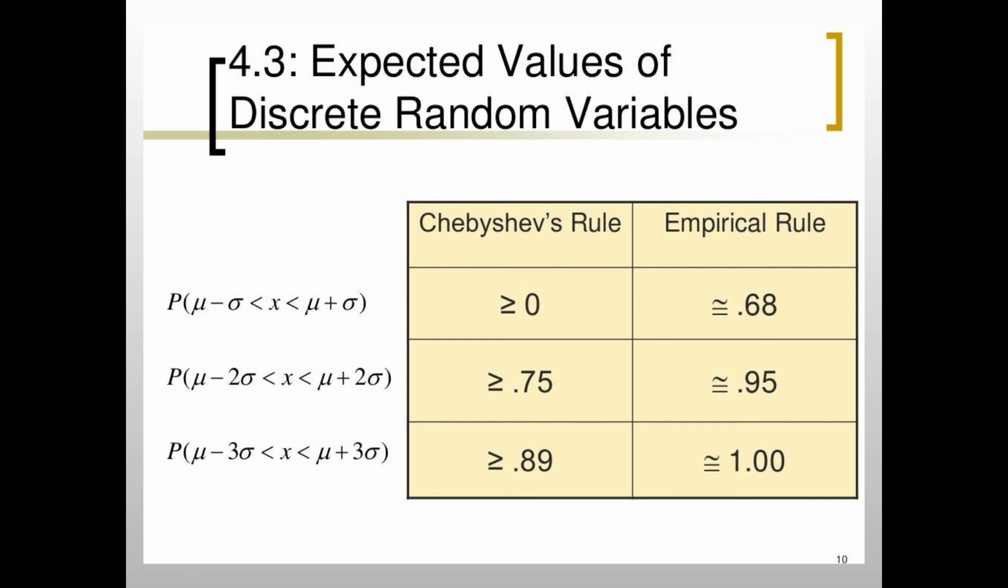The expected values of discrete random variables. P of mu minus sigma less than or equal to x less than or equal to mu plus sigma, P of mu minus 2 sigma less than or equal to x less than or equal to mu plus 2 sigma, and P of mu minus 3 sigma less than or equal to x less than or equal to mu plus 3 sigma.